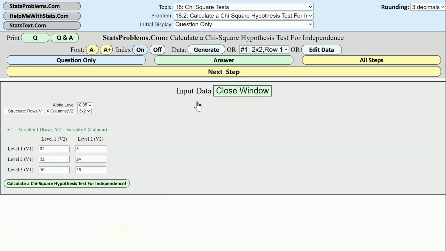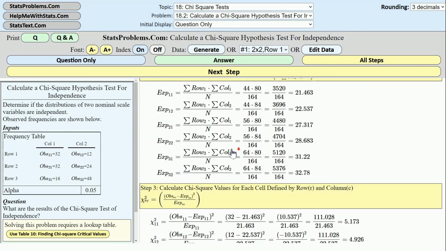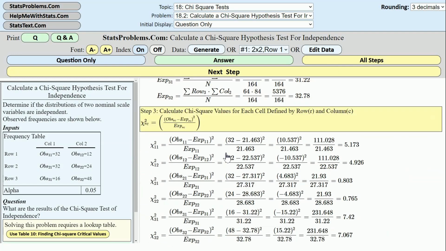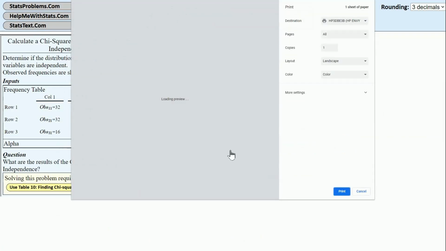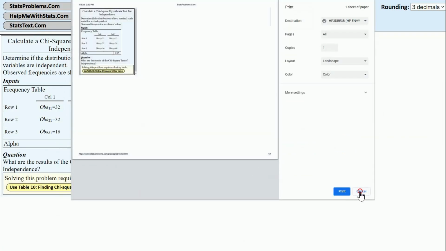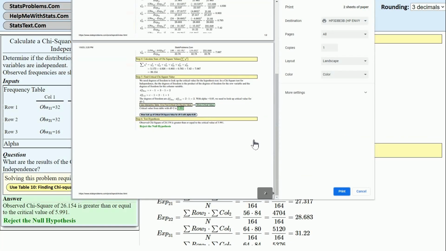The Edit Data button can help us create problems with customized input. Instructors can use this function to create problems with complete solutions to use on exams, in class, or for homework. For printed output, we can print the question, or we can print the question with the complete solution.